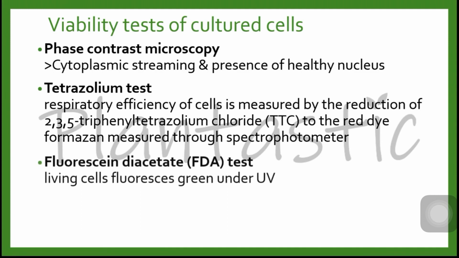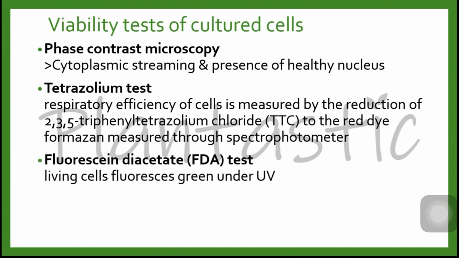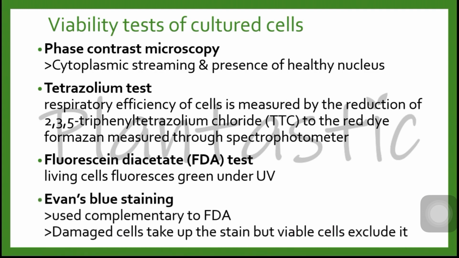Or we can use the fluorescein diacetate, FDA test. The living cells will give fluorescent green under UV. The last test is the Evans blue staining, which is used as a complement to FDA. The damaged cells will take up the stain, but the viable cells will exclude it.